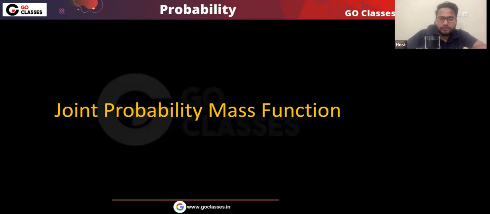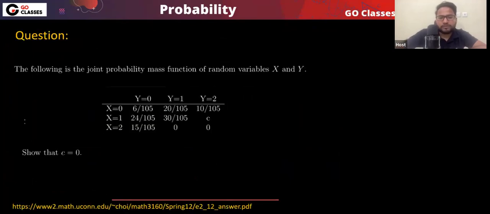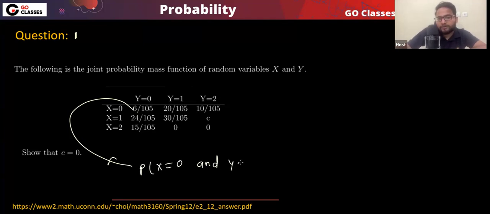Okay. So suppose this is the very first question that we have, question number 1. What they are saying is, the following is the joint probability mass function for the random variables x and y. This is the probability given to us for x equal to 0 and y equal to 0. Let me know if that is okay to everyone, right?